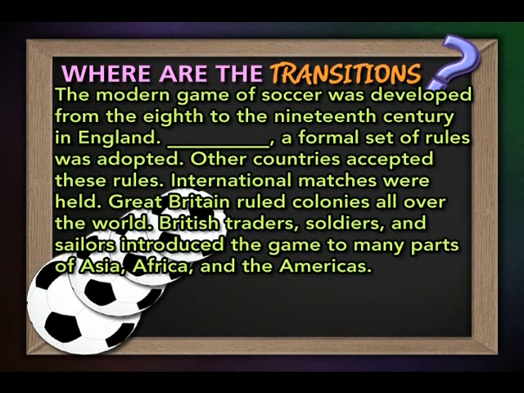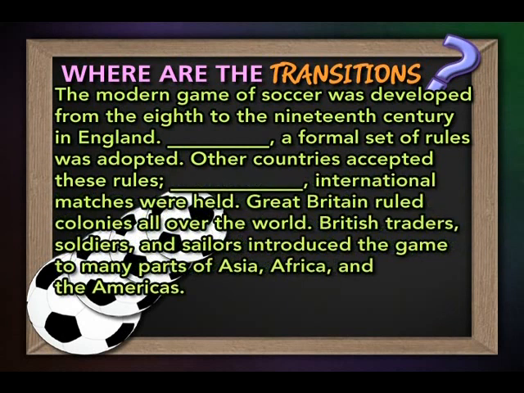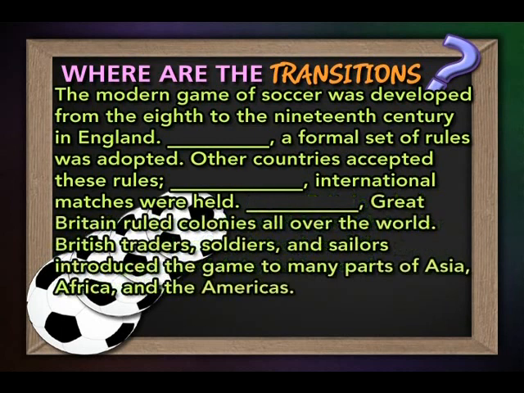I think there's something missing in there too. So I'll put a blank in there. International matches were held because I'm seeing a cause and effect relationship between other countries accepting the rules and international matches being held. Great Britain ruled colonies. Well, I need something to open that, to introduce that, and to link that to the previous sentence. So I'll put a blank there as well. So what I've done is I've marked 3 places where I think transitions are needed.